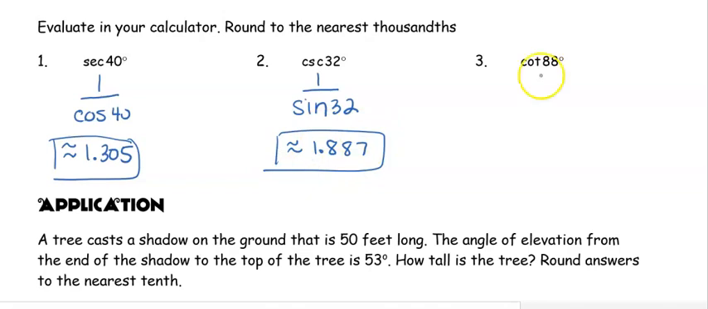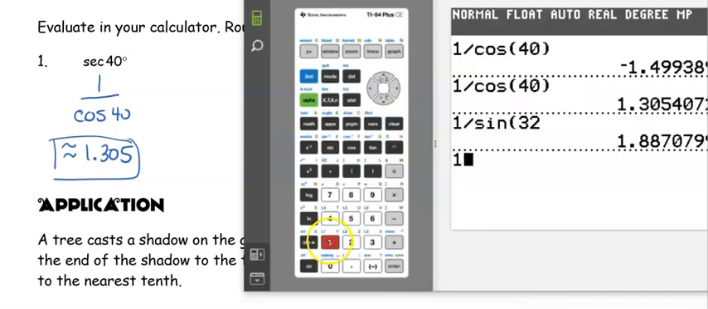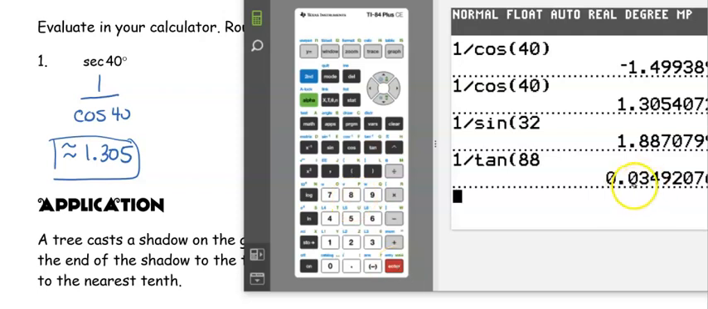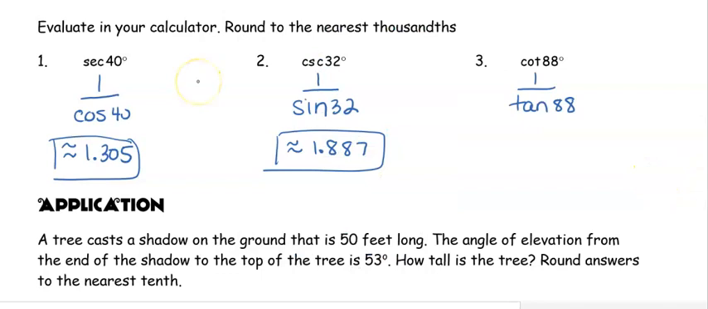And our last one, cotangent, is the reciprocal of tangent, so we do 1 over tangent of 88. 1 divided by tangent 88. 0.034, that 9 tells me that the 4 is going to round up to a 5.